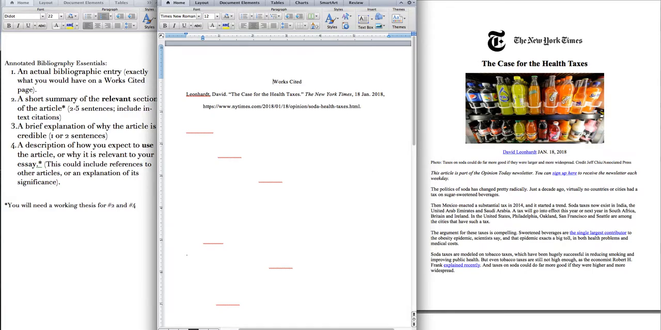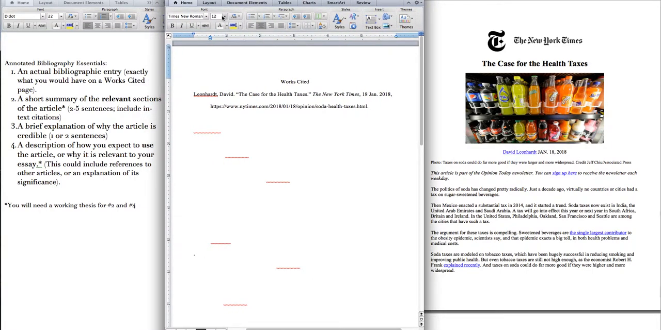The second thing that we're going to do is write a short summary of the article for 2 to 5 sentences and include our in-text citations. The reason we include our in-text citations is because when you get to the end of this annotated bibliography, you want to be able to pull chunks out of this entry and use them in your final paper. So if you do this correctly along the way, it will save you a lot of time.